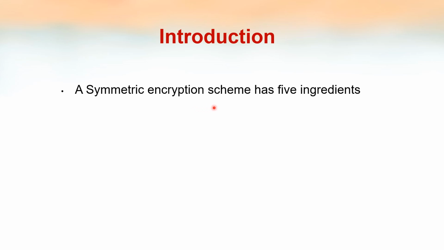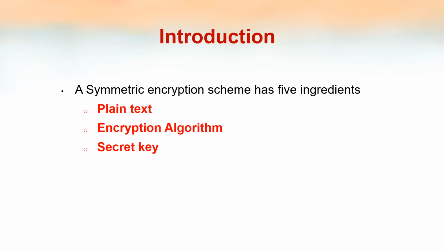A symmetric encryption scheme has 5 ingredients. So the first one, we know, is the plain text. Next is the encryption algorithm. In our example case, the plain text was hello and the encryption algorithm was addition. Then next is the secret key. In the example, it was 5. Then the ciphertext, which was MJQQT. Then at the receiver end, it has to do the decryption. For that, a decryption algorithm is used, which was subtraction in our case.